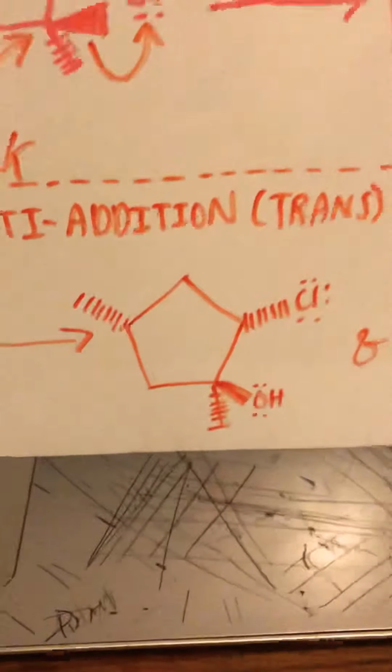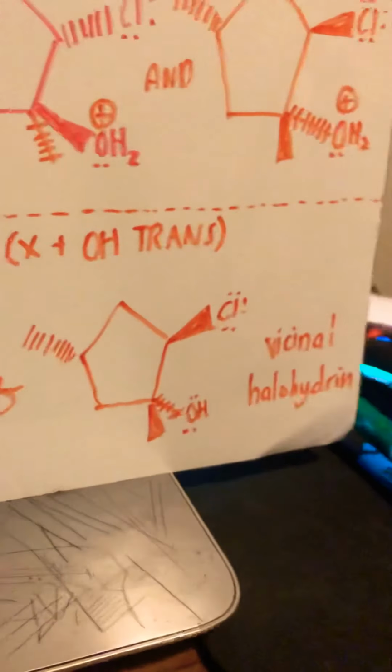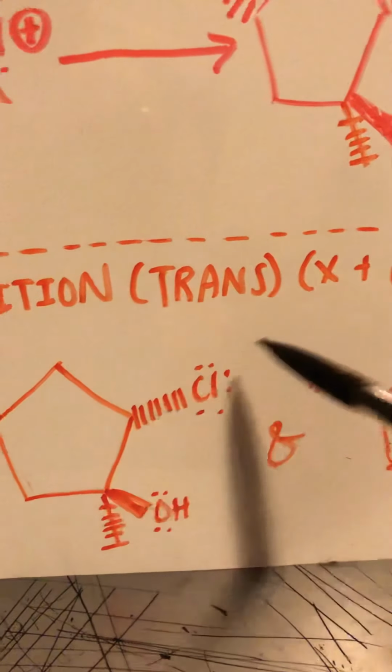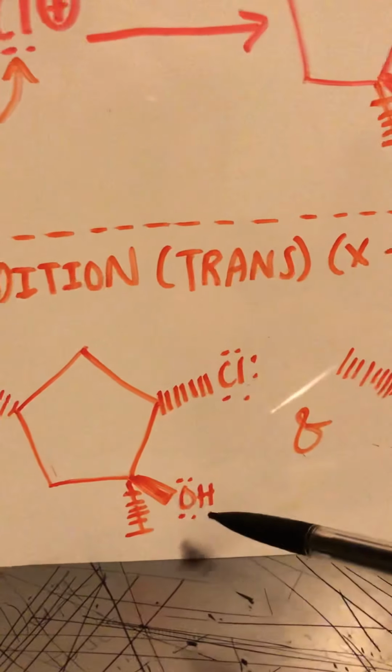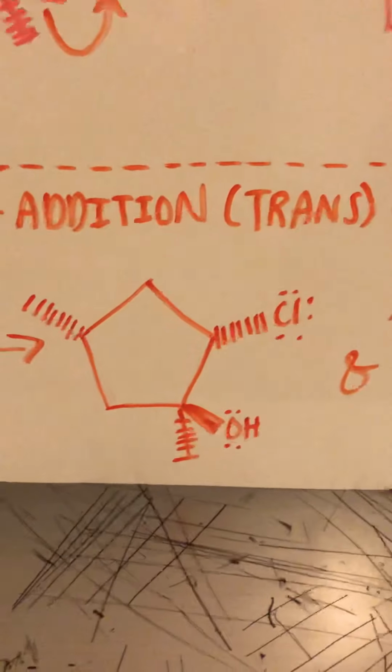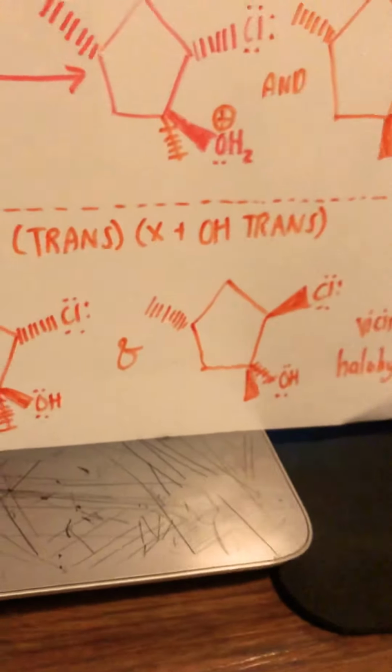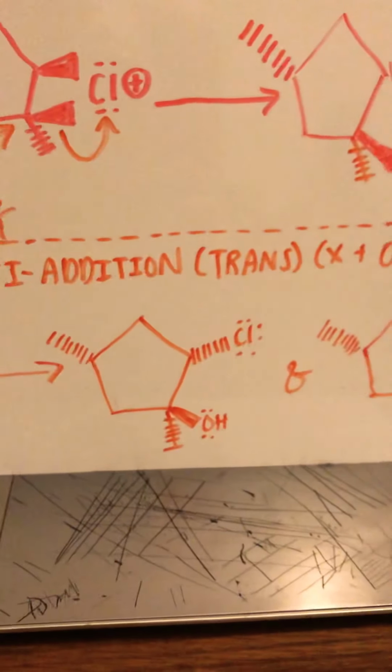And we can confirm that these are our final products because they are vicinal halohydrins, which is basically saying that of the two adjacent carbons, one has a halogen and one has a hydroxy group, which we can see here. And this is actually called an anti-addition because the halogen and the hydroxy are trans to each other, as we can see here. And I hope this makes sense.